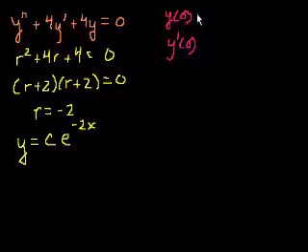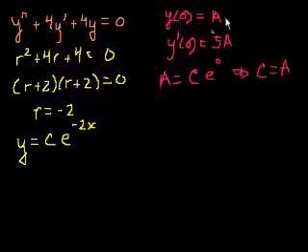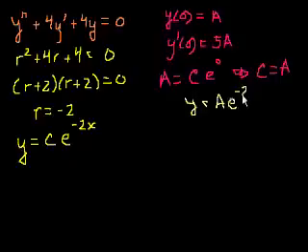I mean, if we said y of 0 is equal to a and y prime of 0 is equal to 5a. Let's see if these work. If y of 0 is equal to a, so that tells us that a is equal to c times e to the minus 2 times 0. So e to the 0, or c is equal to a, right? So if you just had this first initial condition, say, fine, my particular solution is y is equal to a times e to the minus 2x.